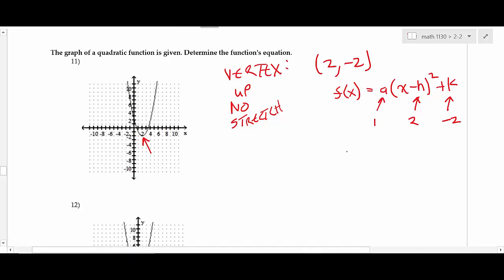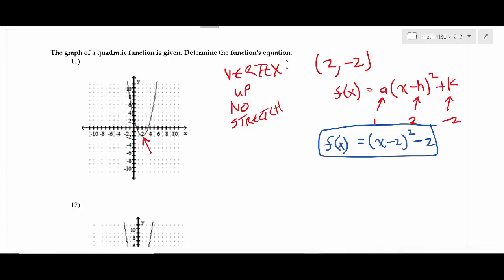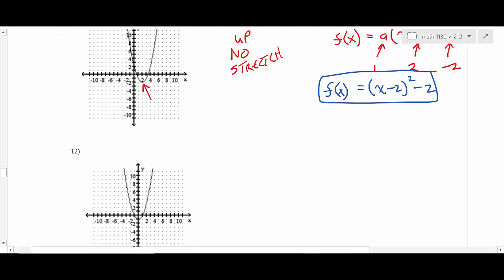So what you'd end up having as your answer on this one is f of x equals x minus 2 squared and then minus 2. That will give the equation of that function. All right, everybody with me there? Okay, next one's about the same.